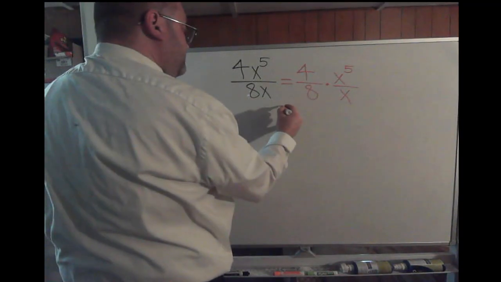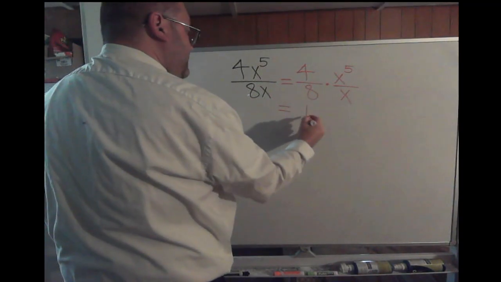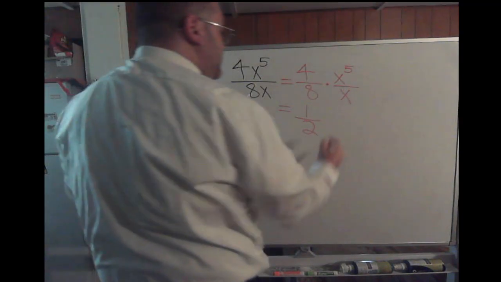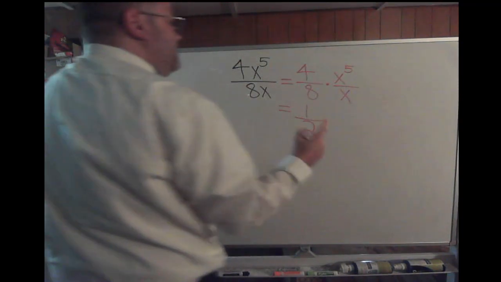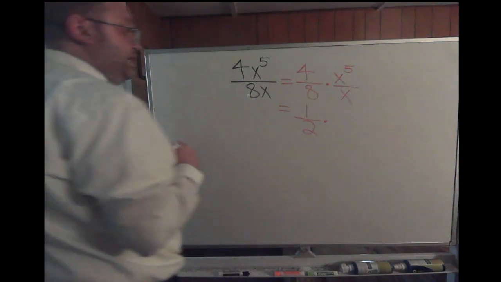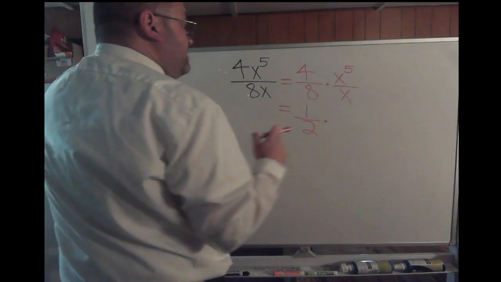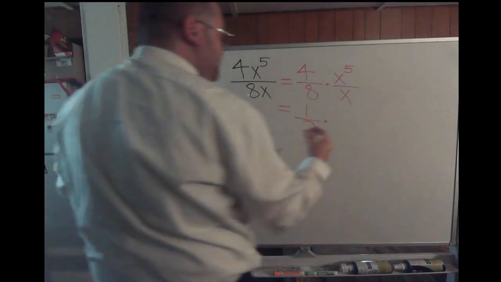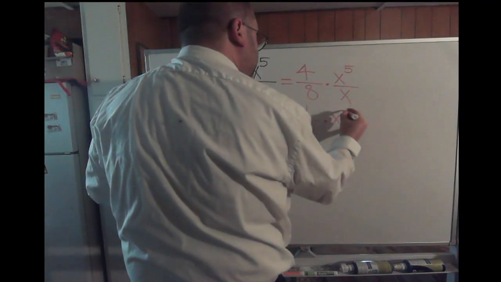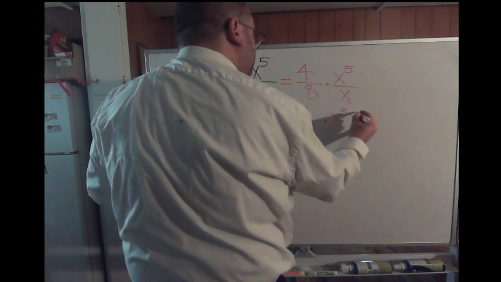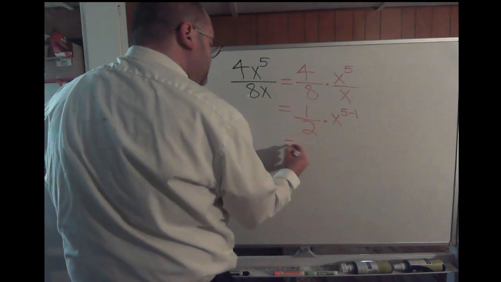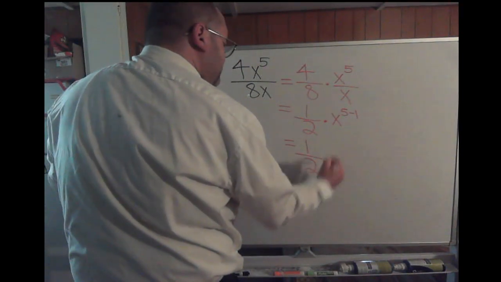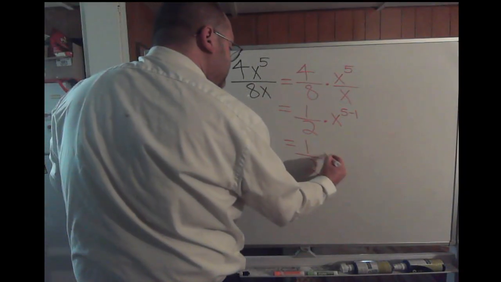So if we deal with the 4/8, we know that's 1/2, right? 4/8 is 1/2. Now, we have x to the 5th over x. The power in the numerator is clearly greater than the power in the denominator, so you're going to take that base x, set it to the 5 minus 1, which would give you 1/2. Then x to the 5 minus 1 is x to the 4th.